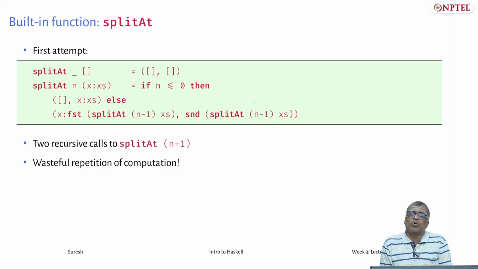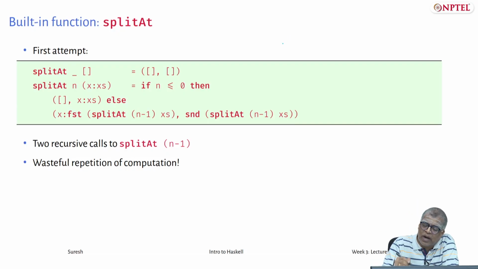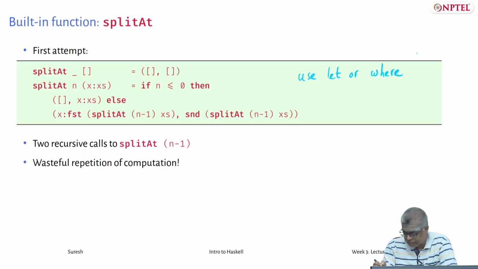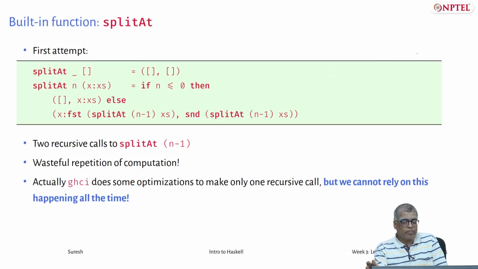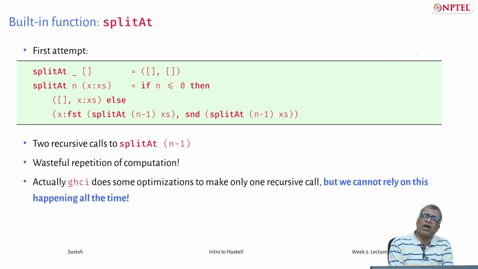Okay, but there is no notion of stored variable etc. in Haskell. Rather, I can use local names to bind those names to some values, and I can use those names in my computation. And this I do by using either let or var. Okay, use let or var. Yeah, so actually GHCI has some optimizations to make only one recursive call in this particular case, but you cannot rely on this kind of thing happening all the time.